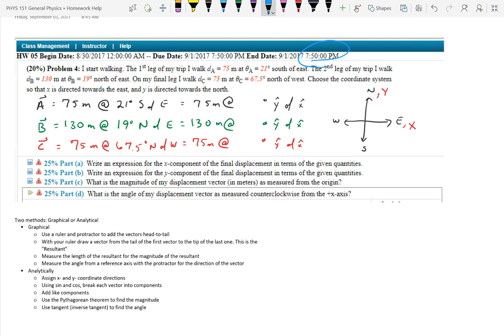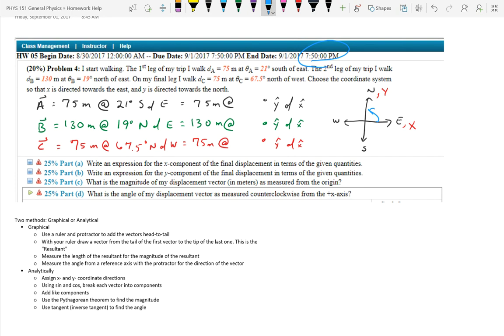I drew myself my coordinate system. So here's my coordinate system, north, south, east, west, and then I put an X and Y. So positive X is east, and positive Y is north. And then I'm going to put these in angles measured from the X-axis toward the Y-axis. So I'm going to put them all in angles that start here and go like that.